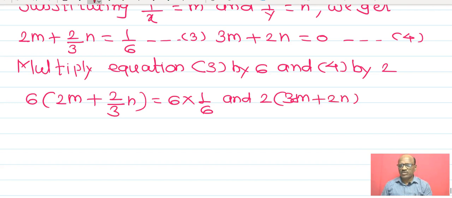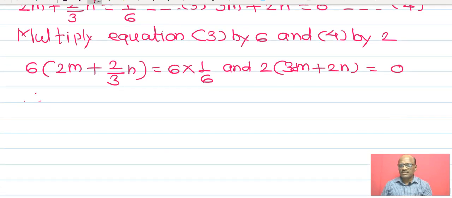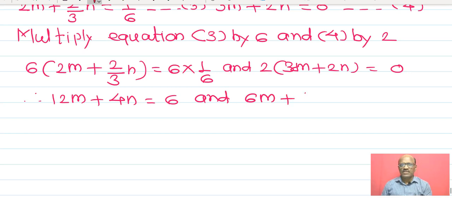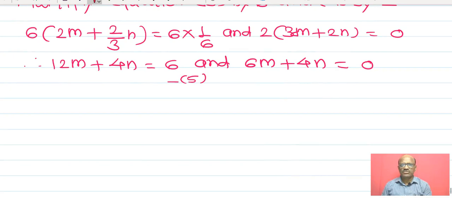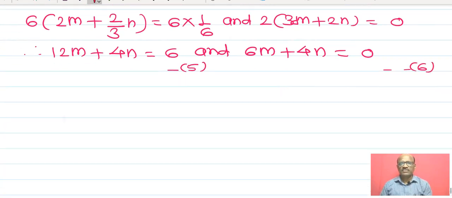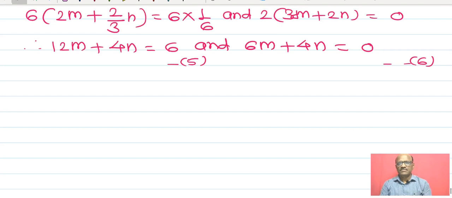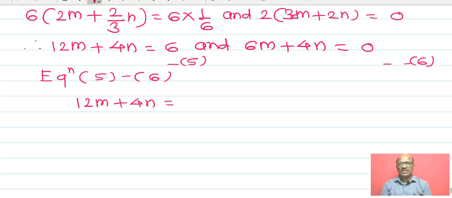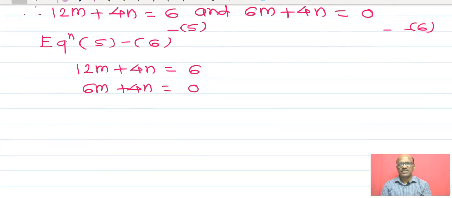That is 6 in bracket 2n plus 2 upon 3n is equals to 6 into 1 by 6, and 2 in bracket 3m plus 2n is equals to 2. That's why 12n plus 4n is equals to 6 and 6m plus 4n is equals to 0. Equation number 5 and equation number 6. Therefore, equation 5 minus 6, 12n plus 4n is equals to 6 and 6m plus 4n is equals to 0.